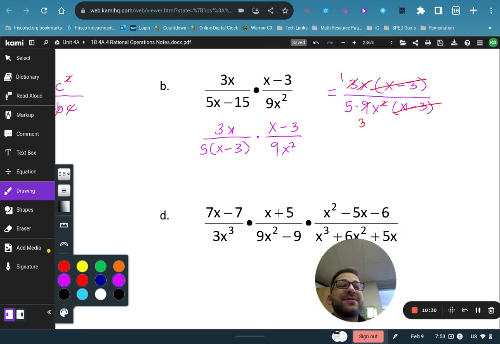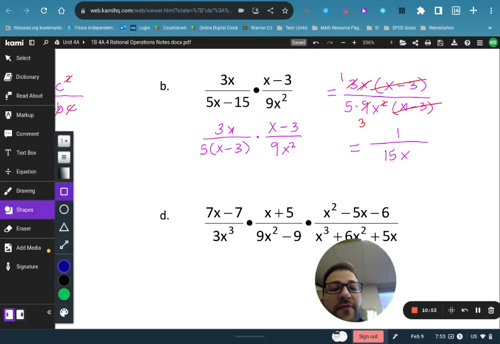So 1 times everything else canceled out on top. And remember, when we're canceling things out, it doesn't cancel out to 0. It cancels out to 1. So on the top, all I have left is 1. And on the bottom, I have 5 times 3 times x. So that would be 15x. And that's all I got, y'all.